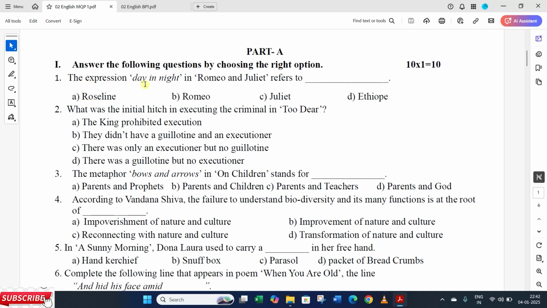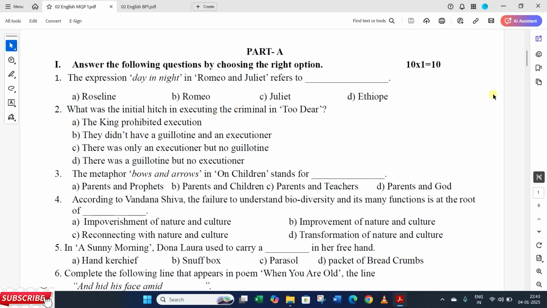The expression day in night in Romeo and Juliet refers to. Now here you will find blank space is given. So here is the answer, and there are 4 options: option A Rosalind, option B Romeo, option C Juliet, and option D Ethiop. Whatever is the correct answer you are supposed to write here. Same is the case with the remaining questions as well. What was the initial hitch in executing the criminal in 2? So options are there, A, B, C, D.